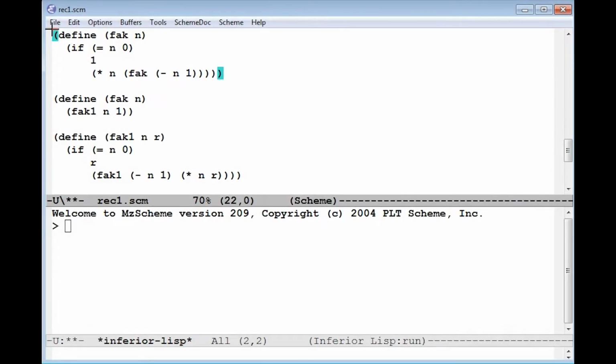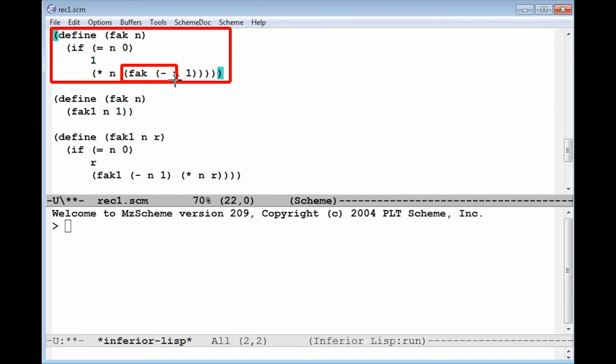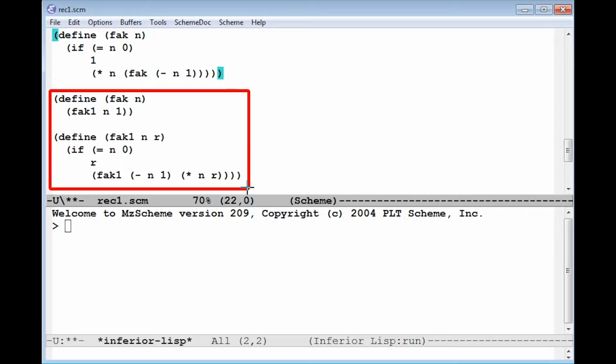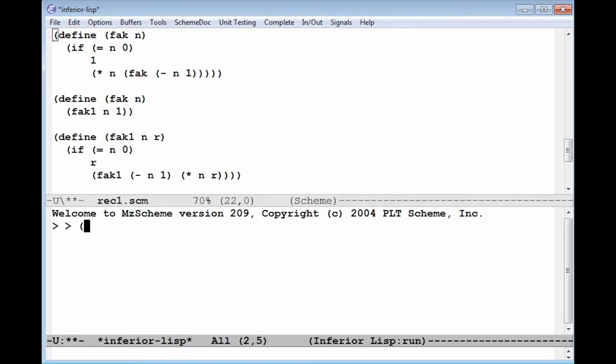Now we will turn our interest to the factorial function, which I have defined in two different ways. The first one illustrates a recursive process. The last one illustrates an iterative process where we have a tail recursive call. So first let us see what happens when we call fac 4, which is of course 24.